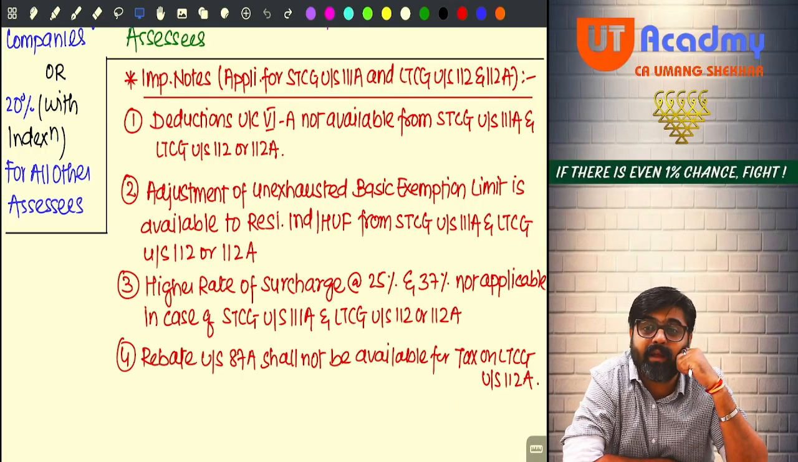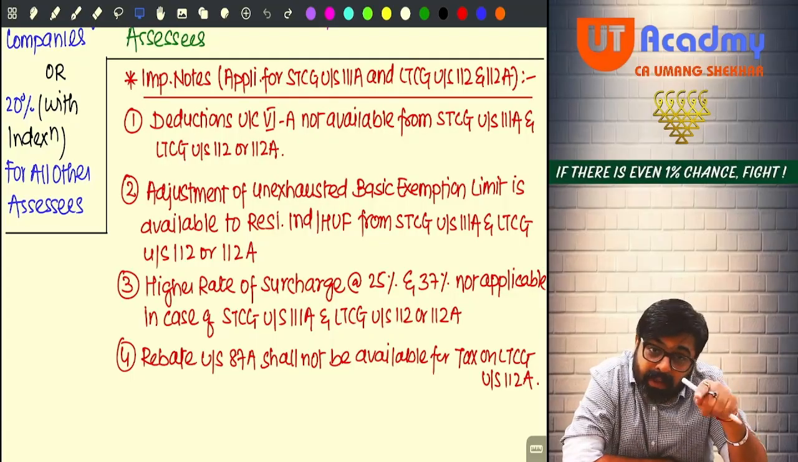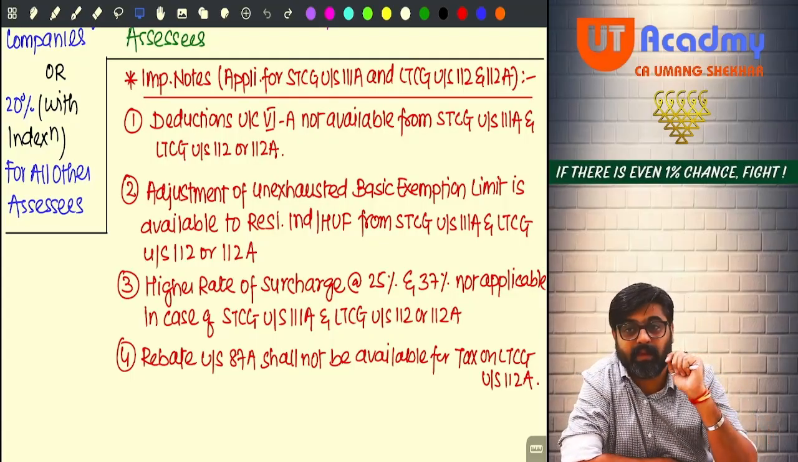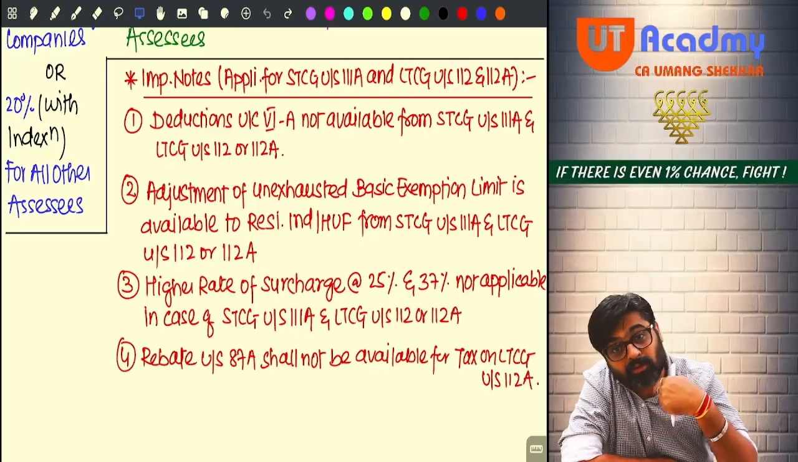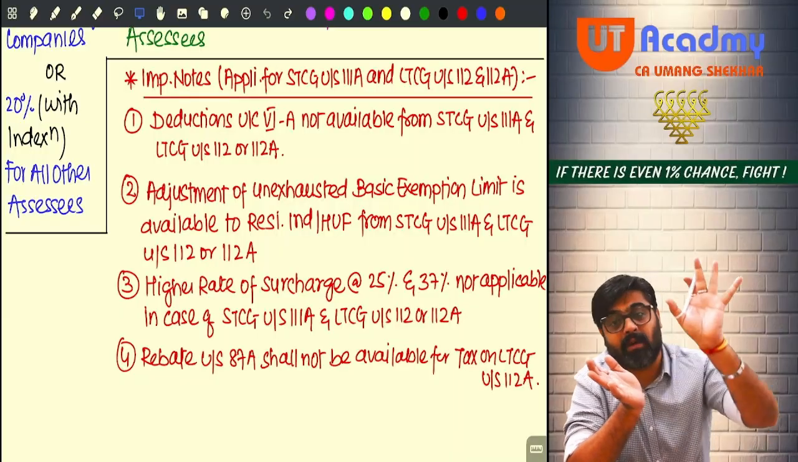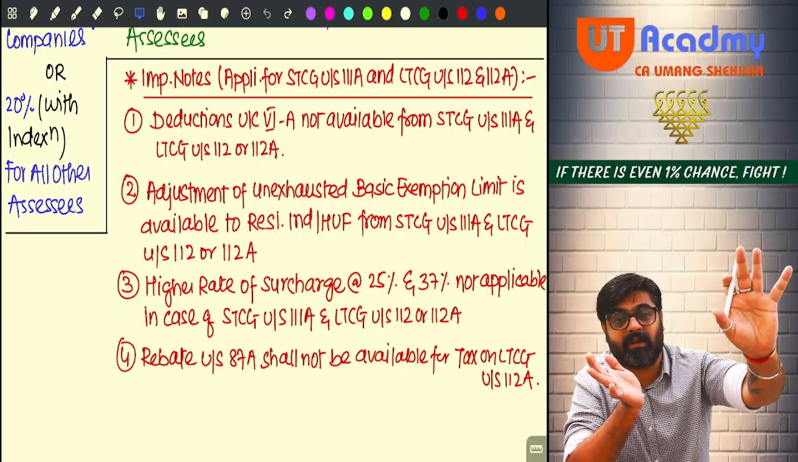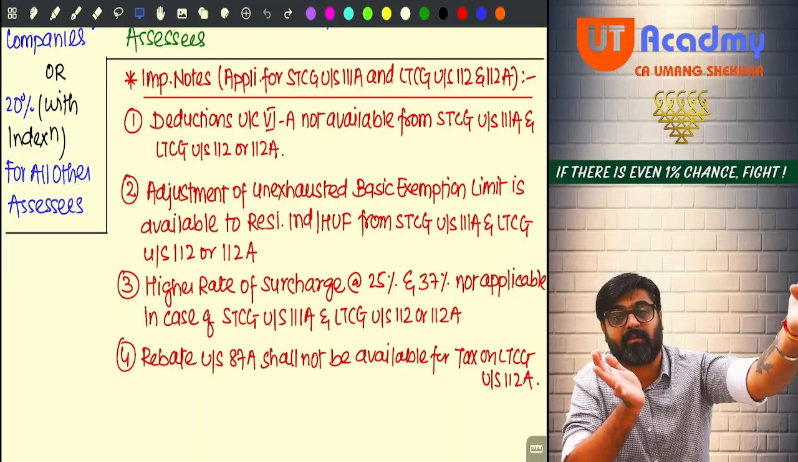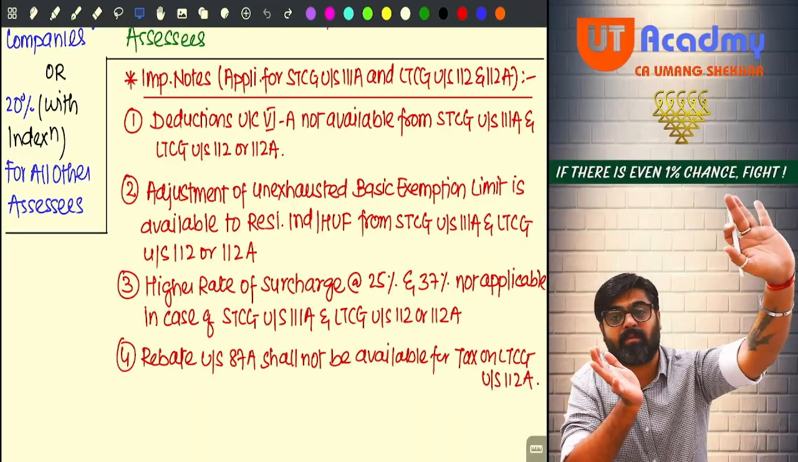Why? Because the company used to pay additional income tax on that dividend. The company used to pay tax on its own income. Out of that income, whatever dividend the company is giving to the shareholder, that is the income of the shareholder. It should be taxable in the hands of the shareholder, but the tax will not be taken from the shareholder.